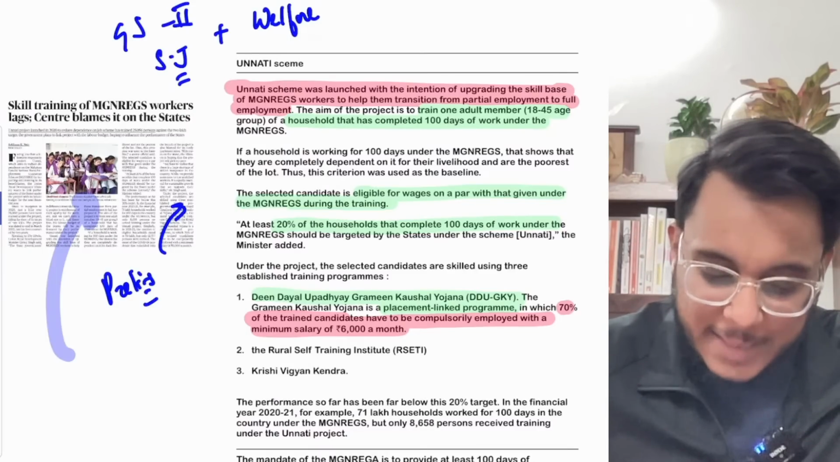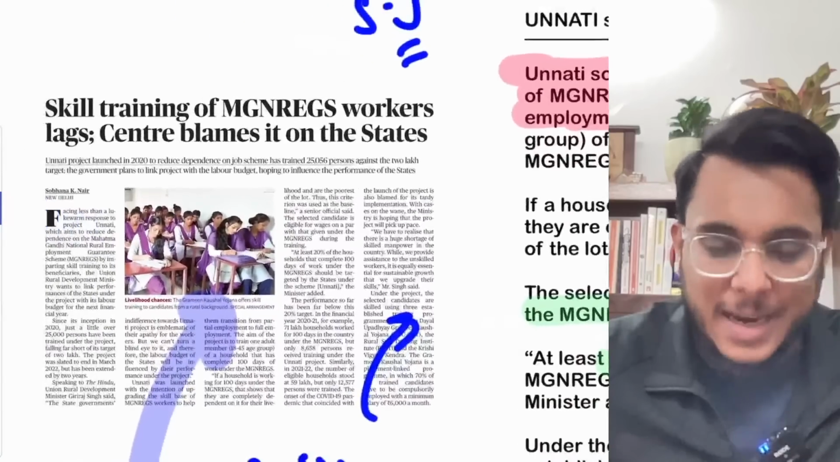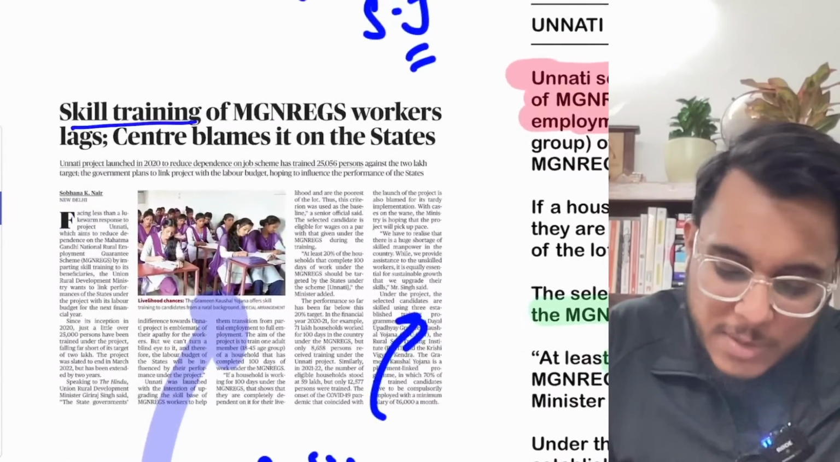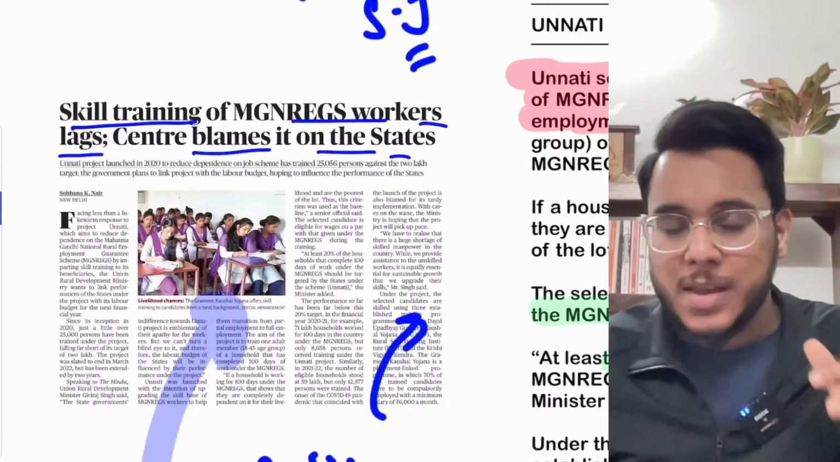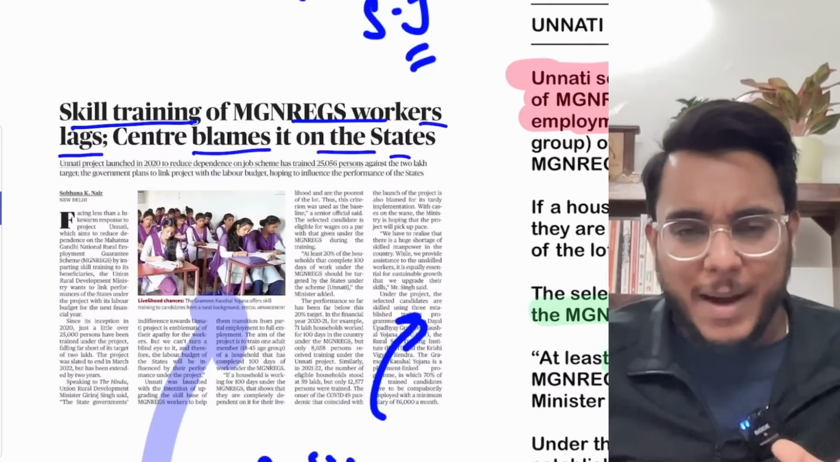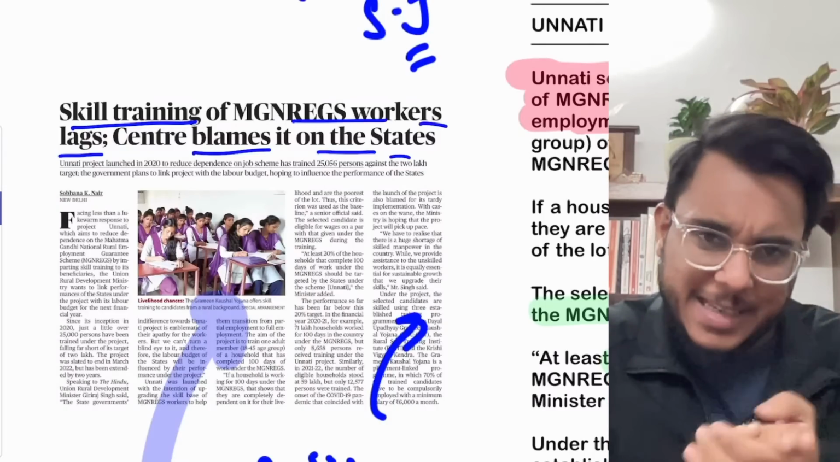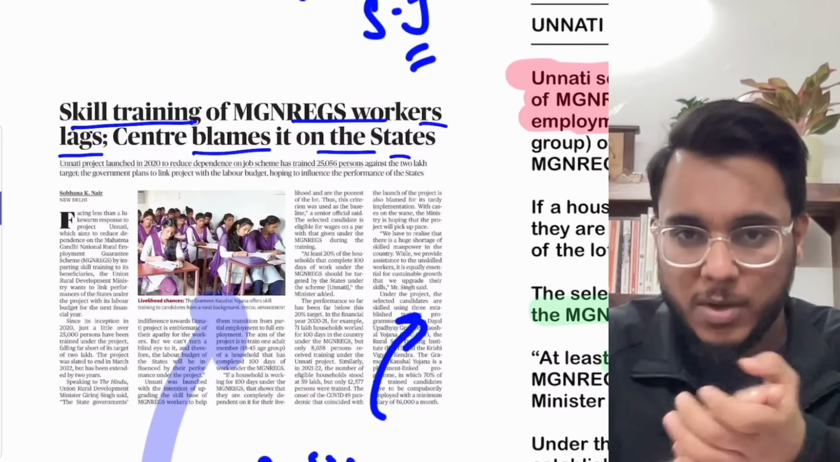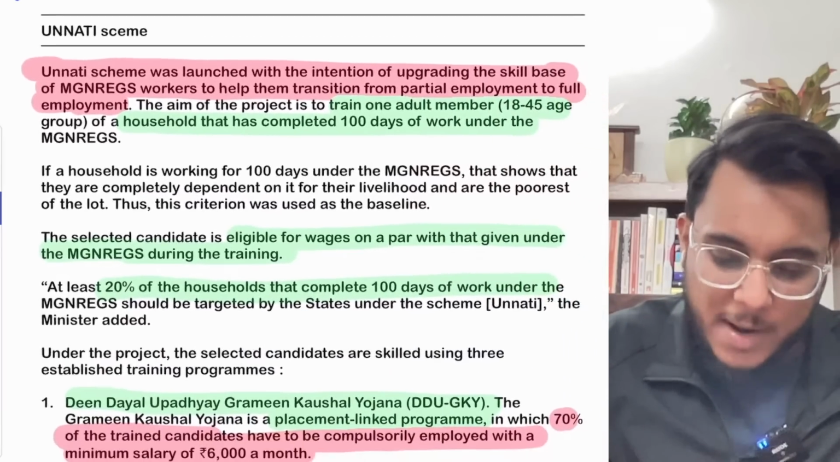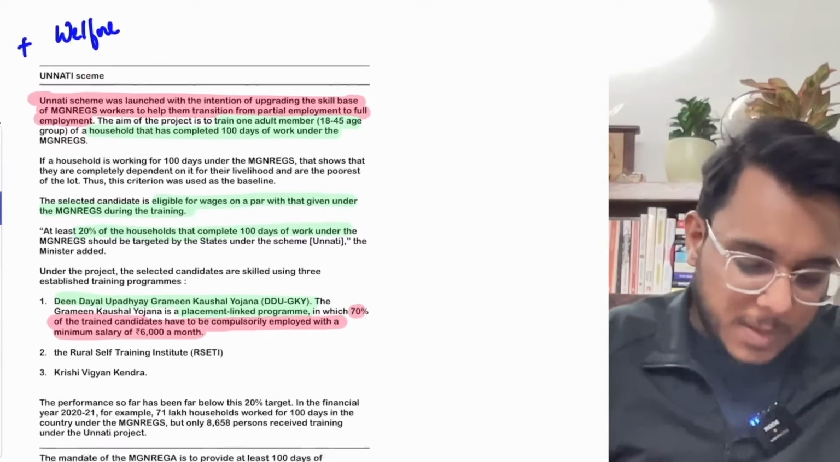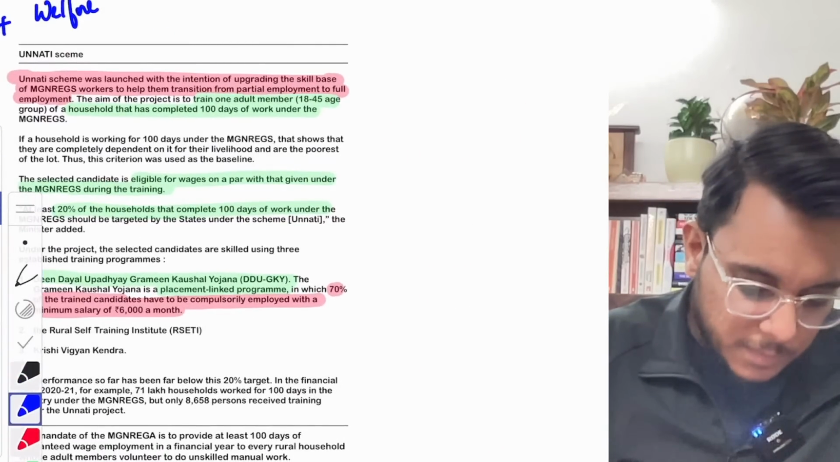Now in this particular article, guys, first of all, let's read the heading. Skill training of MGNREGA workers lags, Center blames it on the states. Now you see, if you just read the heading, it might not give you a sense of what the article is talking about. So in this article, we are going to see the Unnati scheme. Now, what is the Unnati scheme?